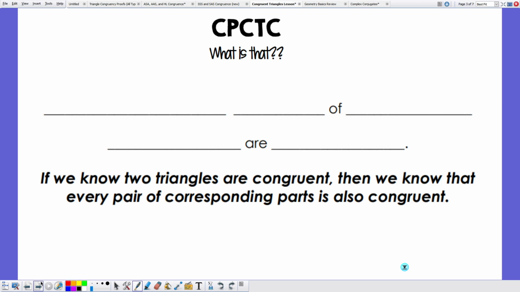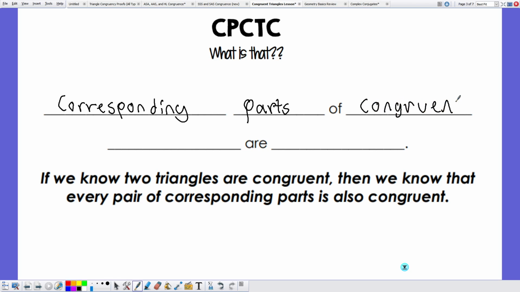The most important part, arguably, of knowing that triangles are congruent is what's called CPCTC. This stands for corresponding parts of congruent triangles are congruent. Now that might sound like a bunch of mumbo jumbo. Corresponding parts of congruent triangles are congruent.